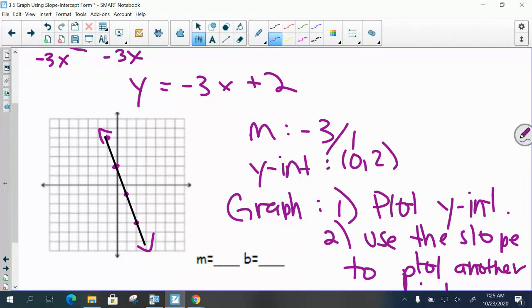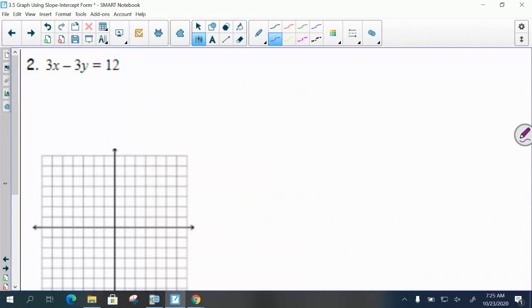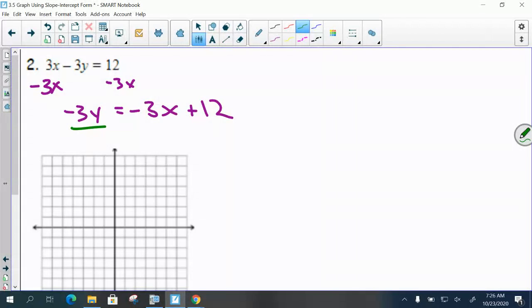All right, so let's pick another one that is harder. Let's do number 2. So in this equation, we would need to first solve for y by subtracting the 3x over. So then you have negative 3y equals negative 3x, because you write the x term first, and then plus 12. Now remember, at this point, you're not done. You need to take whatever is being multiplied by y and divide each term by that number. So here, we're going to divide each term by negative 3.